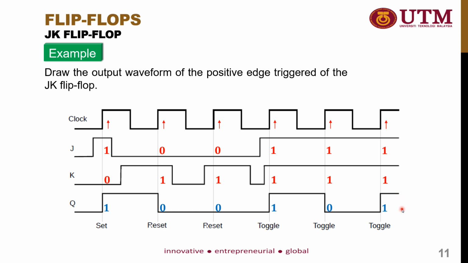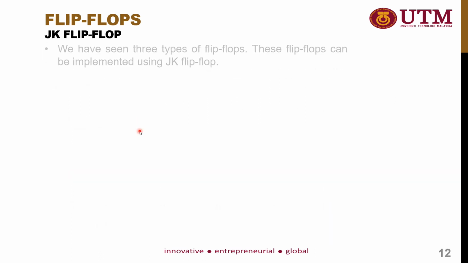So this is how the JK flip-flop works, where the function and how it works is similar to the JK latch, but the change of the output only occurs at the rising edge for positive edge triggered, and for negative edge triggered, the output changes at the falling edge. Next, we have seen 3 types of flip-flops. These flip-flops can be implemented using the JK flip-flop.